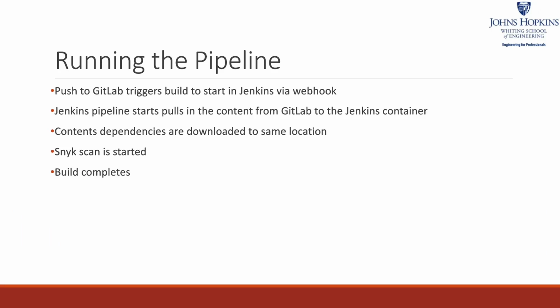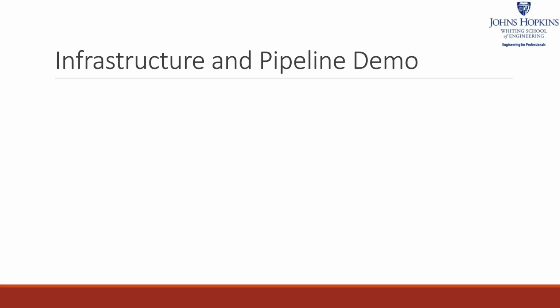To run the pipeline, we'll push to GitLab, and that'll trigger Jenkins via the webhook. And then the Jenkins pipeline will start, and that's when it'll download the content and then the dependencies, and then perform the Snyk scan. Then the build will complete. Now we'll jump into a demo of the infrastructure and the pipeline.